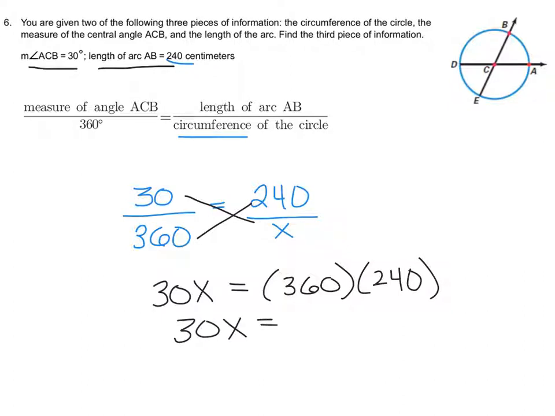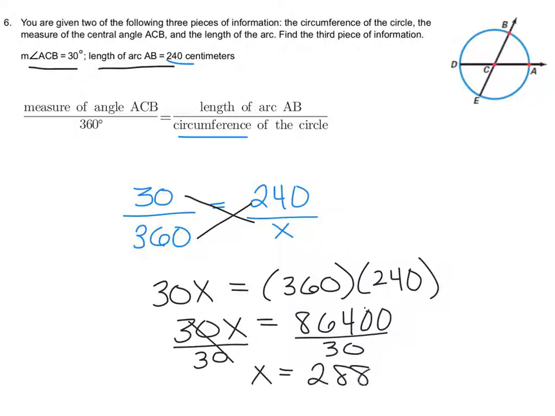360 times 240 is 86,400. Next, we'll isolate the x by dividing both sides by 30. And we get x equals 86,400 divided by 30, which is 2,880. That means that the circumference of the circle is 2,880 centimeters. And this is our final answer.